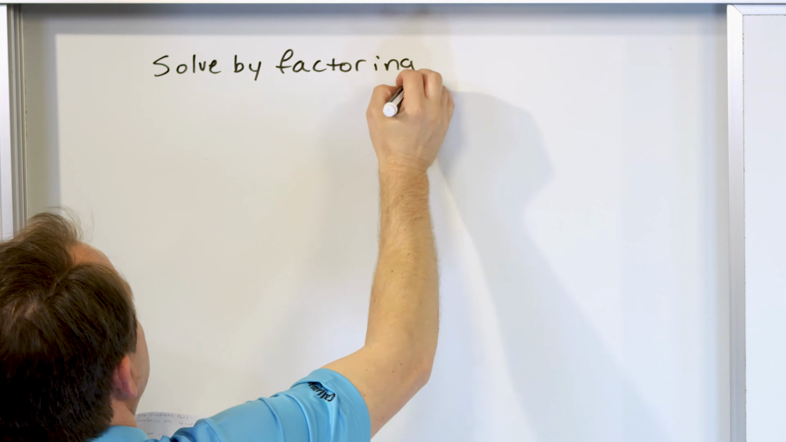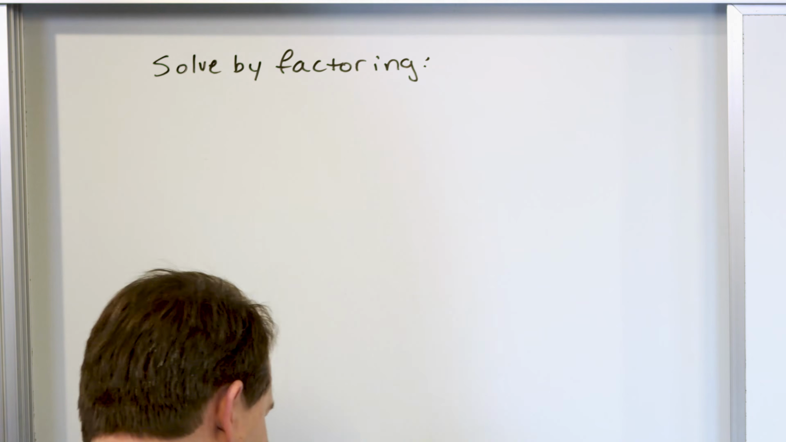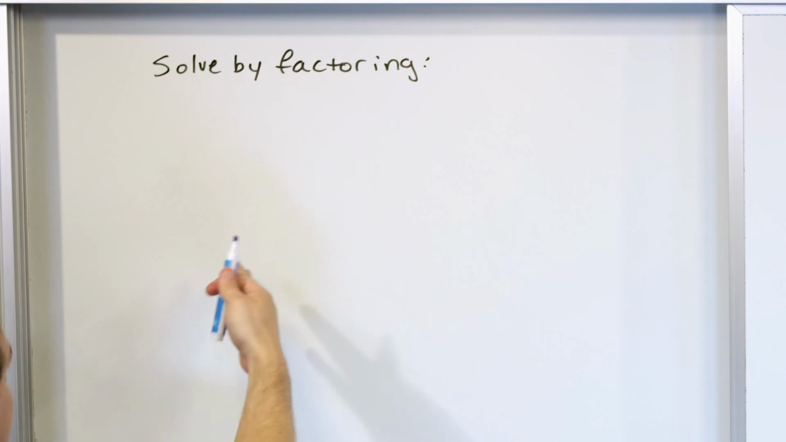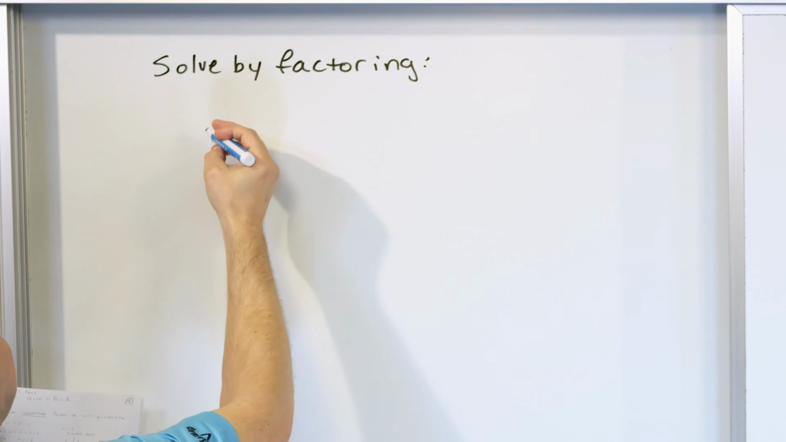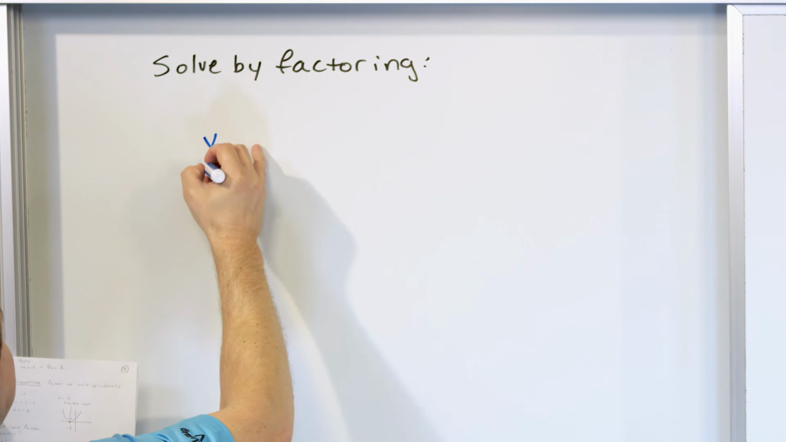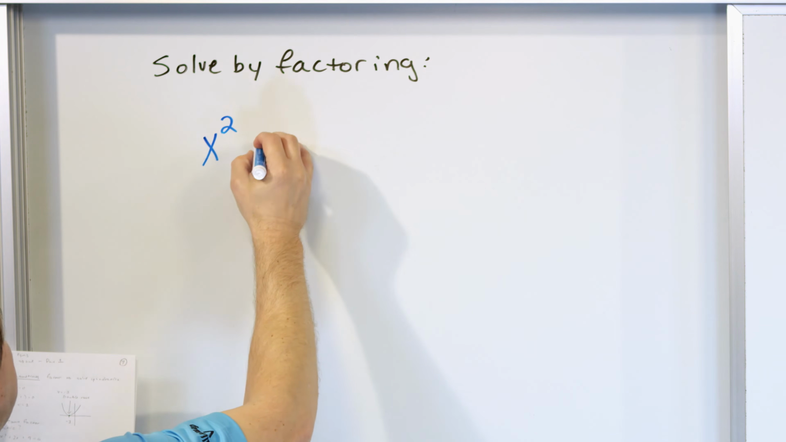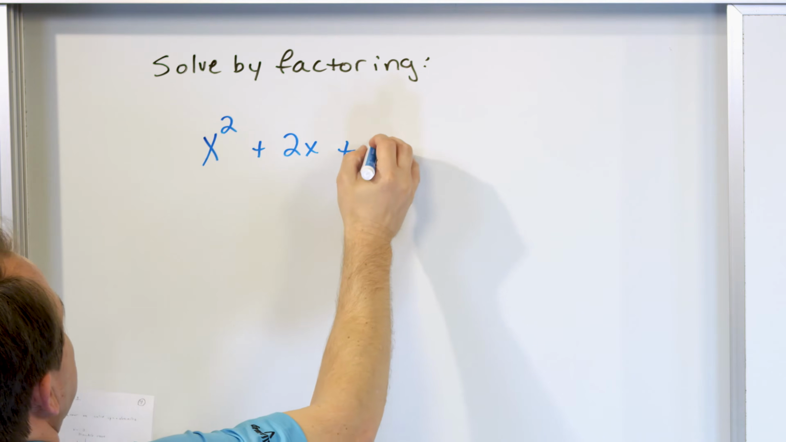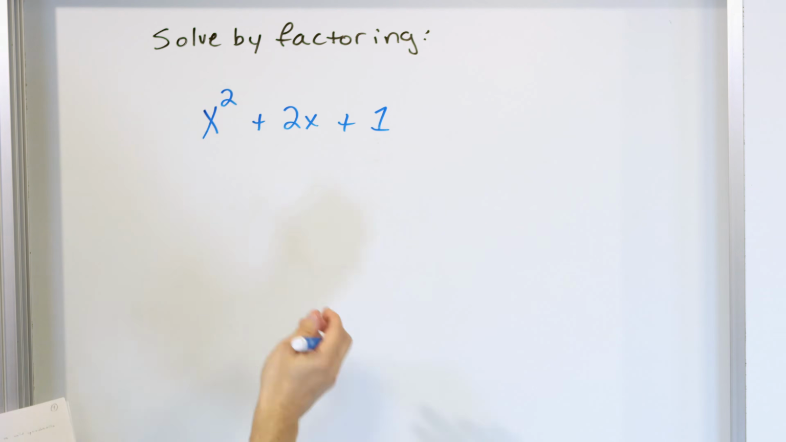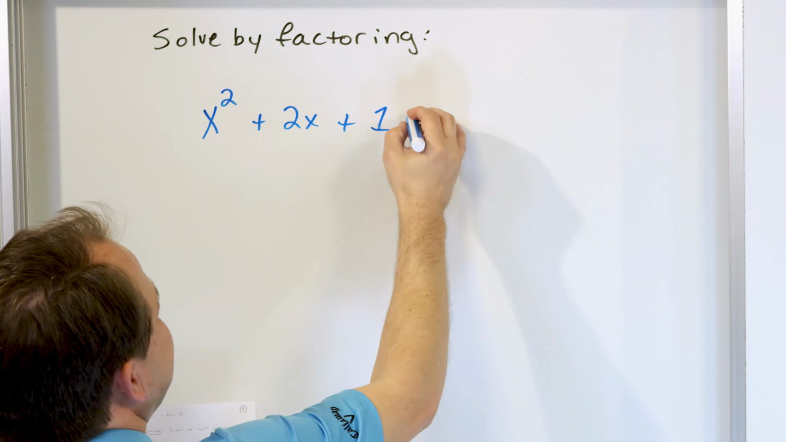And, you know, we've done this many, many times, so much so that you might not even realize that it was a solution technique. But for instance, if I gave you this equation, which we've done before, x squared plus 2x plus 1. Now this is a quadratic equation. You know that because it's an x squared. And we're setting this equal to 0.